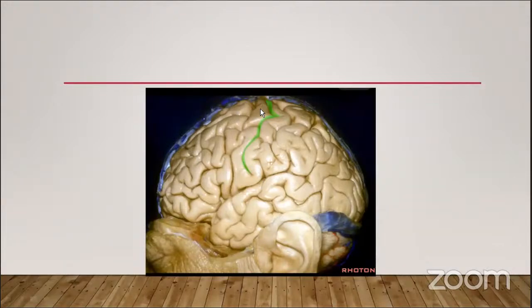Now, the gyrus that lies just anterior to the central sulcus is the precentral gyrus, and it's obviously part of the frontal lobe. And then this sulcus, which lies anterior to this precentral gyrus, is the precentral sulcus. And the gyrus posterior to the central sulcus is the postcentral gyrus, and this sulcus is the postcentral sulcus. Both these areas are important because they represent our primary motor area within the precentral gyrus and our primary somatosensory area within the postcentral gyrus.